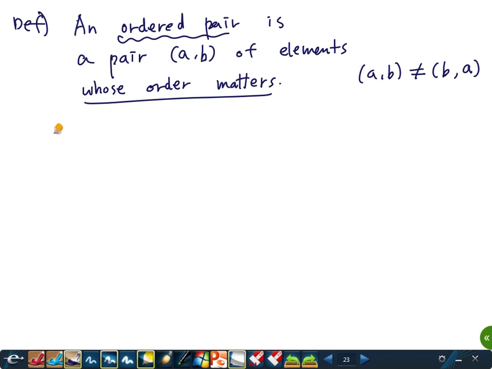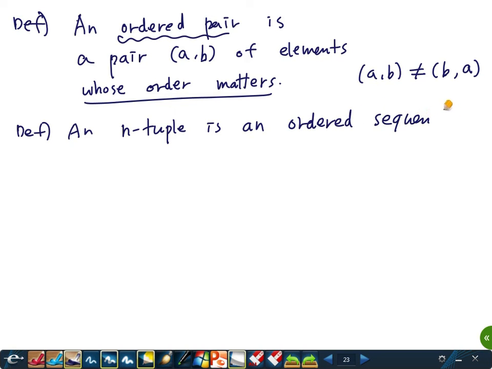And on n-tuple, another definition, why don't we have more than just 2? Why don't we restrict ourselves to just 2? So, n-tuple. An n-tuple is an ordered sequence of n elements. Something like this, A1, comma, A2, comma.